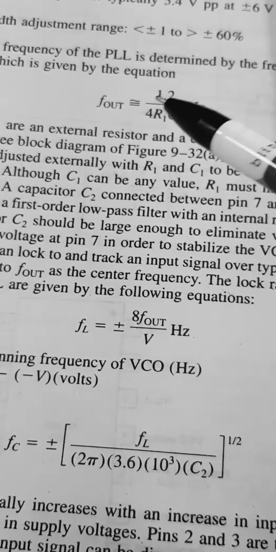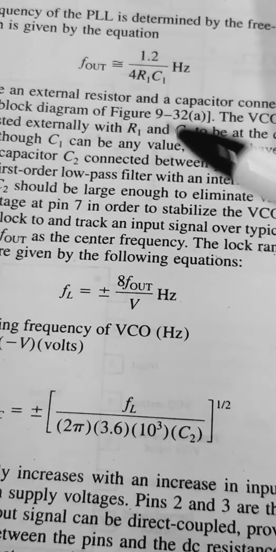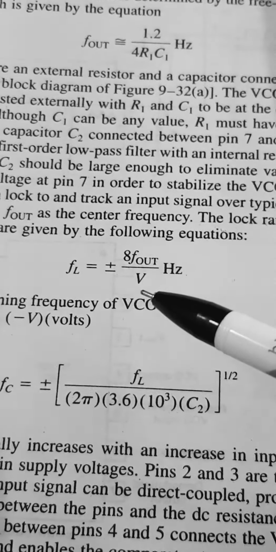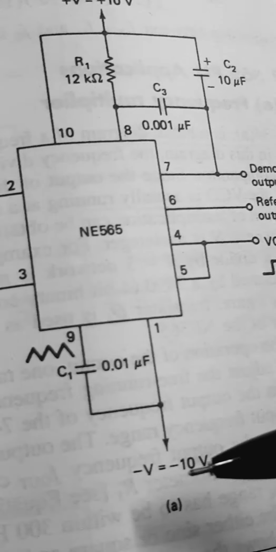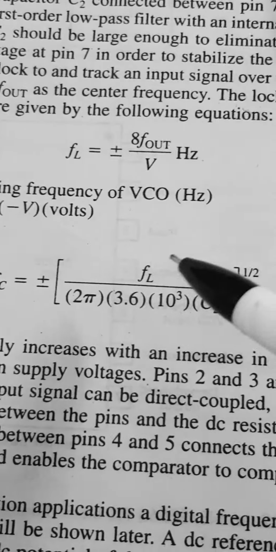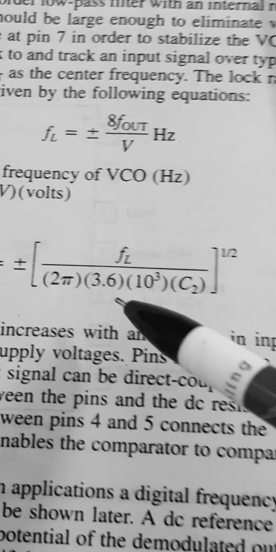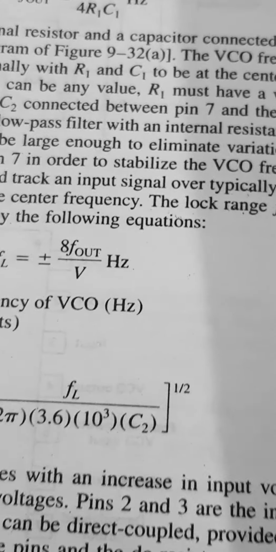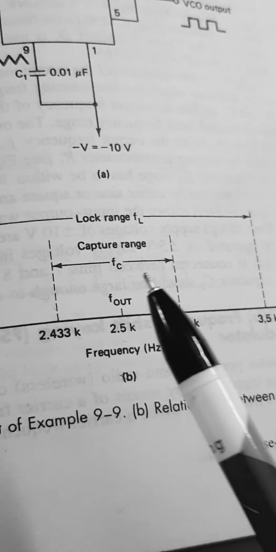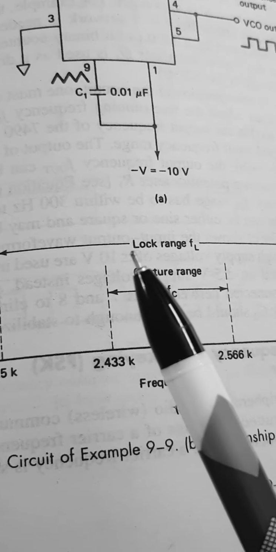You can see F out is 1.2 divided by 4 into R1 into C1. FL is 8 into F out by V. You should understand V is plus 10 minus of minus 10, that is around 20 volts. FC is calculated as plus or minus FL divided by 2 pi 3.6 into 10 to the power of 3 C2, raised to half. The C2 value is also important. And this diagram is very important. What is capture range? What is lock range? You have to draw that also.